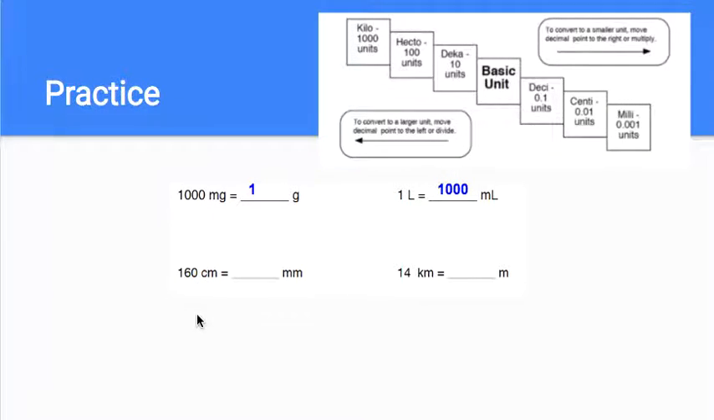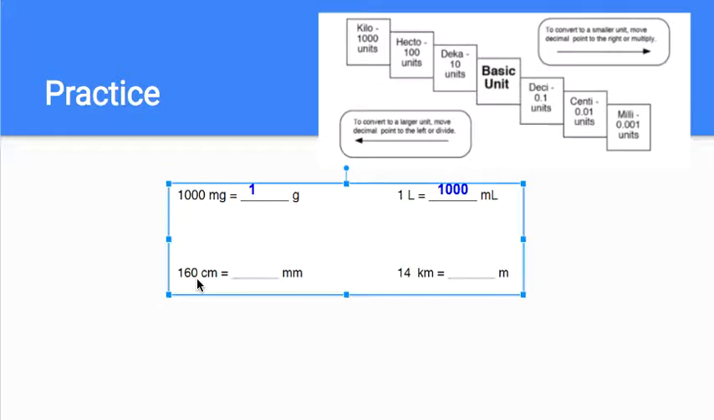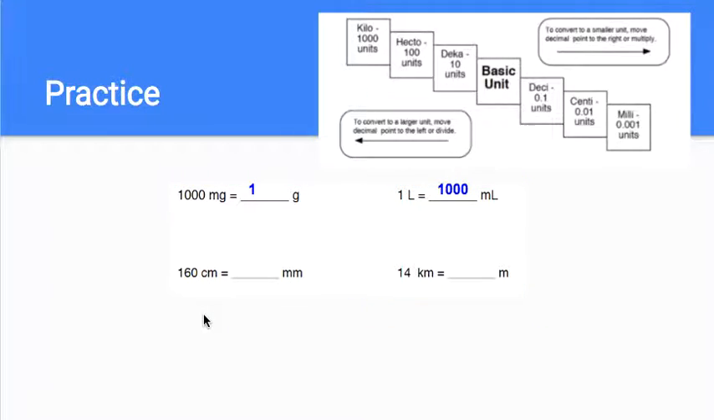In my next example, we've got 160 centimeters, and we want to go to millimeters. So that is 1 place to the right. That means I'm going to have my decimal point go 1 place to the right. So I'm going to add on 1 zero, and I get 1,600 millimeters.